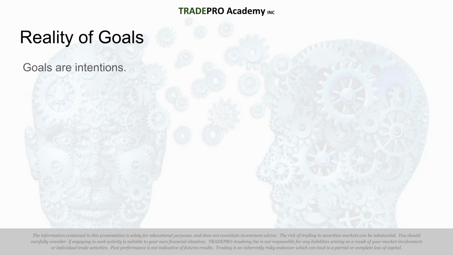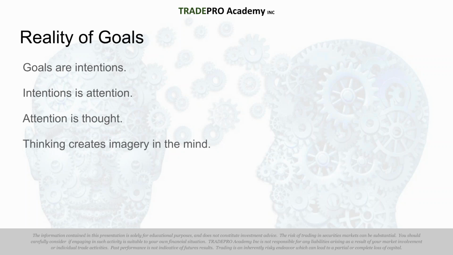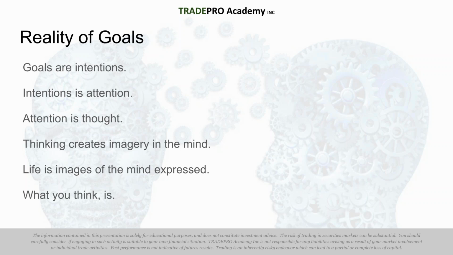Do you guys agree? To have a goal is to have an intention. If you have intention to do something, you're giving it your attention. Do you agree with that? When you give something attention, you're giving it thought. You're thinking about it. Correct? And when you think, that creates imagery in the mind. And life is images of the mind expressed. Whatever you imagine, you create. Basically what you think is, and that starts with a goal.